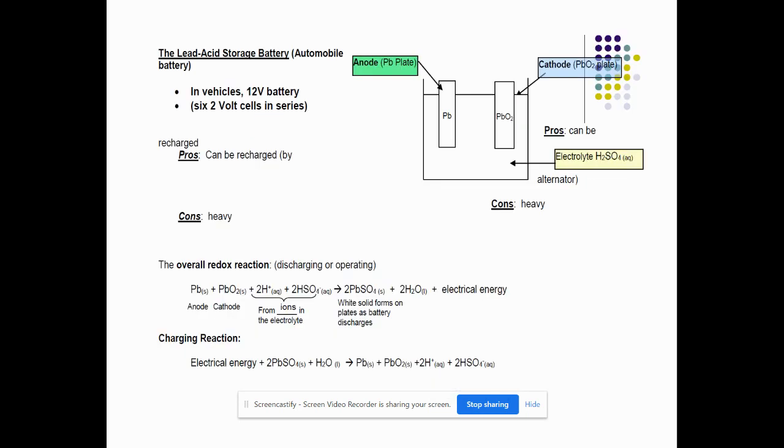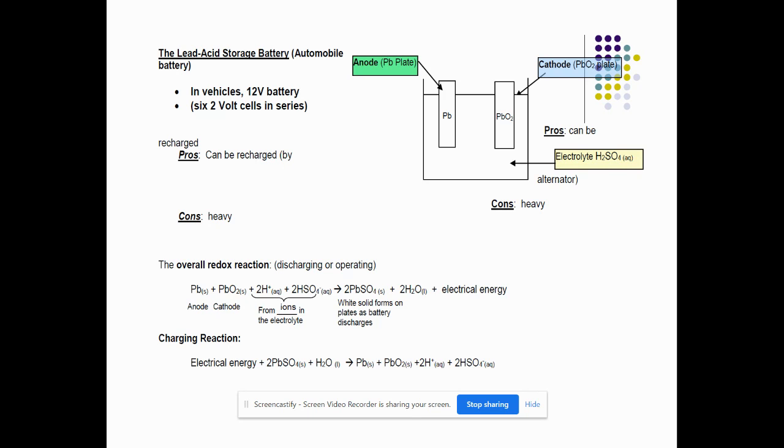So we'll start off with the lead acid storage battery. It's called the lead acid storage battery because you have lead at the anode, and then the cathode is a lead oxide, or lead 4 oxide plate. The electrolyte is H2SO4. A lot of your questions on your quizzes and tests are going to ask about the electrolyte in the lead acid storage battery. So you have lead and H2SO4, which is your sulfuric acid, in it. This lead acid storage battery has been around for a long time. It's a 12-volt battery. It's in vehicles. It can be recharged by the alternator.